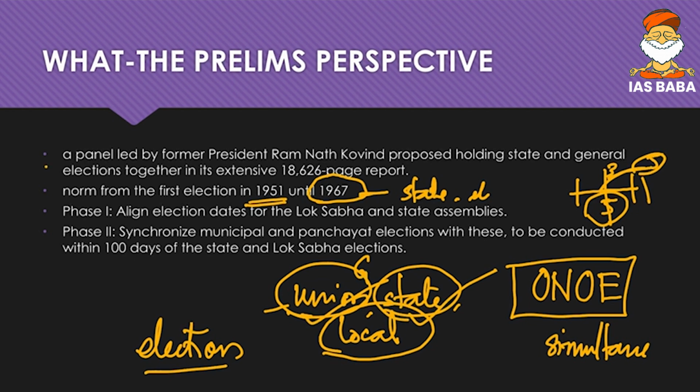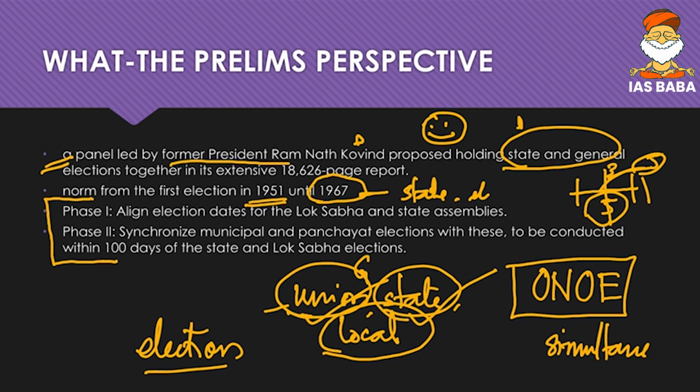Now, to re-implement this, there was a previous panel headed by former President Ram Nath Kovind, and they had proposed that holding the state and general elections in India together would be a good idea. In this concept, it was also suggested that rather than implementing it all together, we try to implement simultaneous elections in two phases, where phase 1 would mean having the election dates for Lok Sabha and state assemblies together, and after that is done in a proper manner, align these dates with the local level elections.